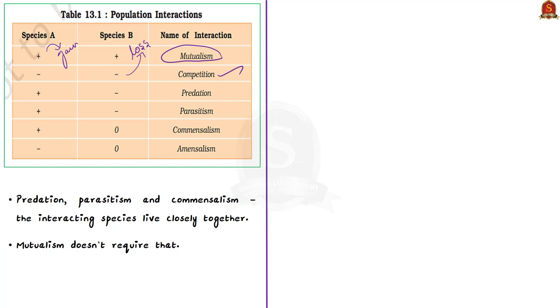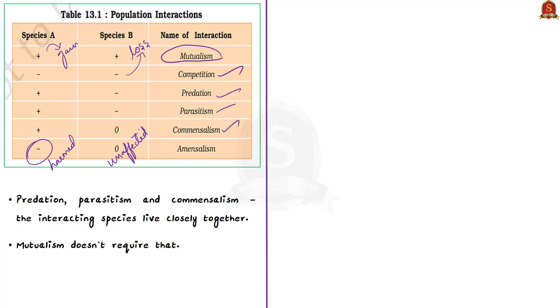Similarly, in both parasitism and predation, only one species benefits. That is, the parasite or the predator gets benefited with the interaction with another species. The species which was interacted with will lose. And this interaction is detrimental to the other species, which is host and prey for the parasites and predators. The interaction where one species is benefited and the other is neither benefited nor harmed is called commensalism. And in amensalism, on the other hand, one species is harmed whereas the other is unaffected. Importantly, note that predation, parasitism and commensalism share a common characteristic, that is, the interacting species live close together, whereas mutualism doesn't require that.